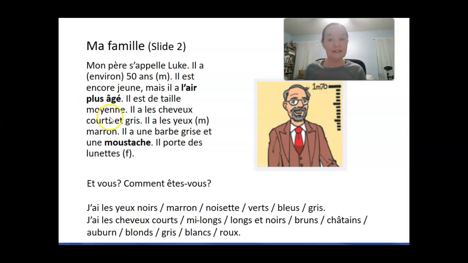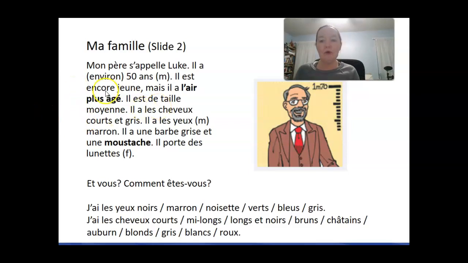So he's still young, mais il a l'air plus âgé. You could probably guess some meaning from these bolded words. He seems older than that. You know, he's about 50, but he seems to be older than that. He just looks that way. Il a l'air plus âgé. A l'air de quelque chose means to seem to be older than he is.